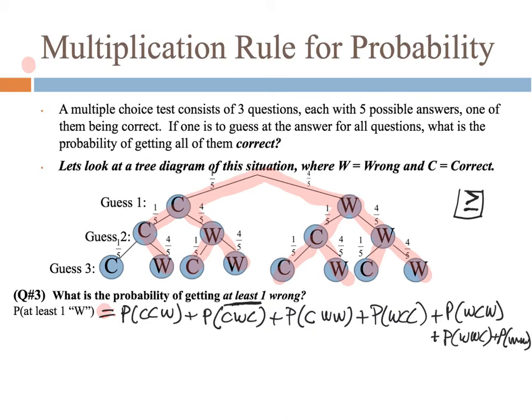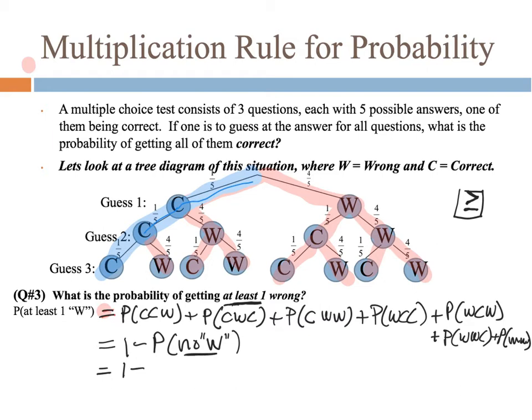But you'll notice one important thing: this path over here, CCC, is the only path I didn't select. And here's where the complement rule can come into play and can be extremely helpful to us. Instead of finding all of these paths and adding them up, I could instead use the complement rule and find the probability of no wrong answers, and then subtract that from 1. This is the only path. These all add up to 100% or 1.